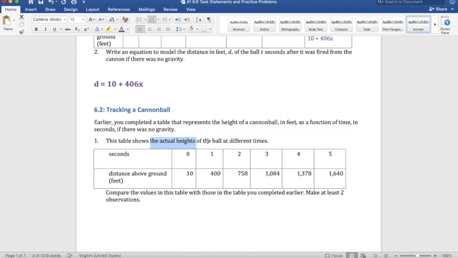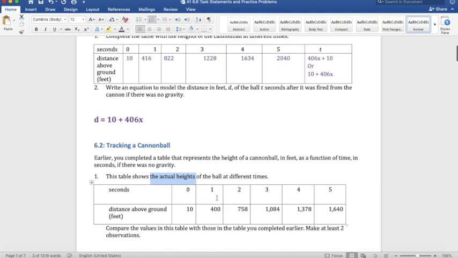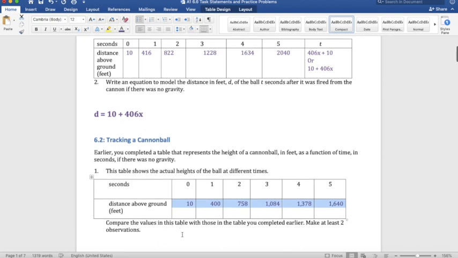So what we're going to do is compare the values in this table with the values that we calculated earlier. I'm just going to highlight some purple so we can see what we're comparing. So spend a minute and think about how you could compare the values in this table with those in the table up here. One other thing I'll tell you is that we should be looking at the difference between the actual distance, actual height, and the non-gravity height.